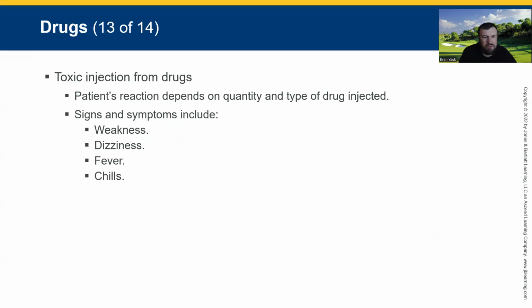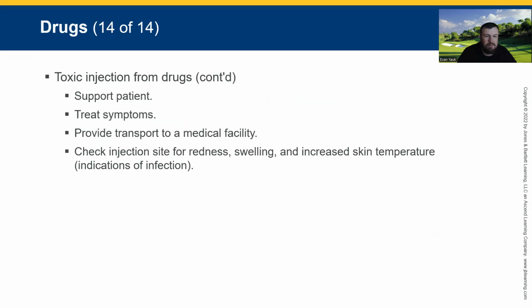Toxic injection. So patient reaction depends on the quality and type of drug injections. Signs and symptoms: weakness, dizziness, fever, chills. Support the patient, treat the symptoms, provide transport to a medical facility, check injection site for redness, swelling, increased skin temperature, because there might be infections if we're injecting ourselves.